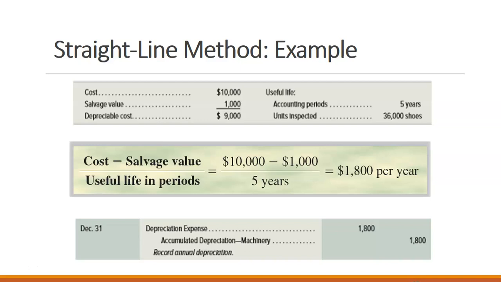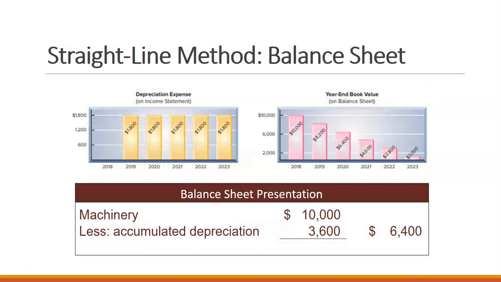Book value is the historic cost minus our accumulated depreciation. When we're looking at the depreciation expense, this is the same every year over 5 years. However, the book value is going to decrease over those 5 years. So after 2 years of depreciation, as we can see here, we would have our machinery at $10,000 less 2 years of accumulated depreciation of $3,600, giving us a book value after 2 years of $6,400.